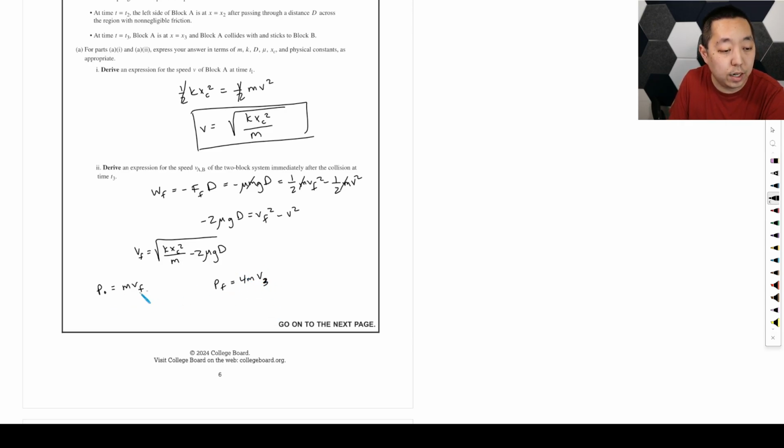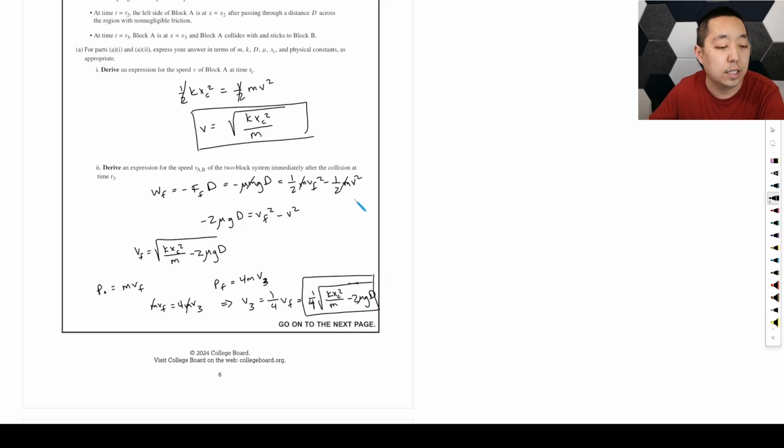Okay, so then we just set those equal to each other. So we have mvf equals 4m v3. Those cancel. So then v3 is 1/4 of vf, which is really 1/4 of this thing: 1/4 square root of k xc squared over m minus 2 mu gd. Okay, so that's the velocity there.